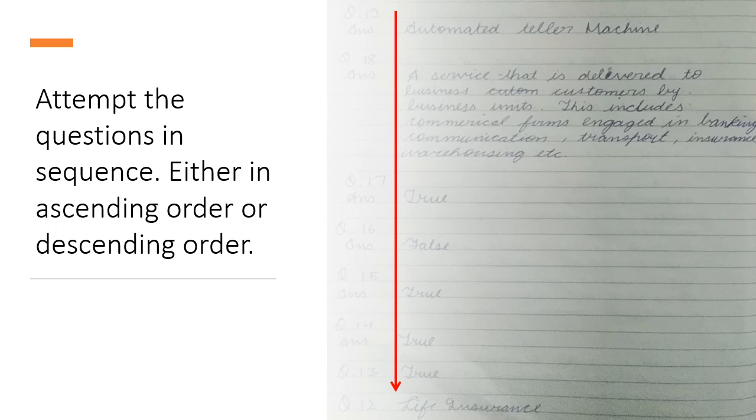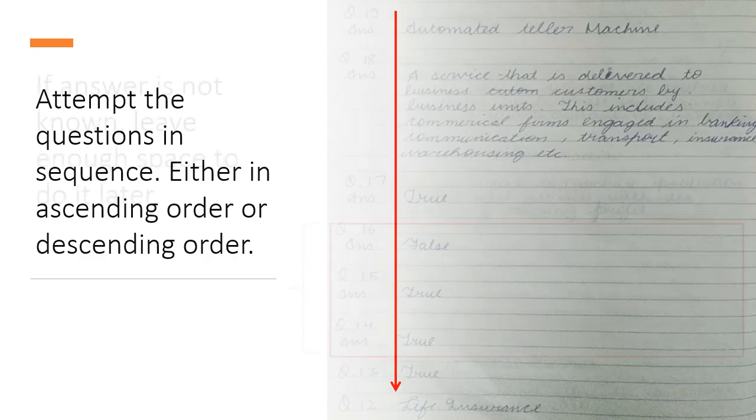Now generally what happens? Generally people say that whatever questions you know thoroughly, those should be attempted first. See, my way of thinking is a little different. What I say is you should always attempt all the questions in sequence, 1, 2, 3, 4, 5, 6, whatever, whether in ascending order or, say, in descending order. Say you have 34 questions, 34, 33, 32, that way you do, or you go by 1, 2, 3, 4, whatever. But you should always do it in sequence.